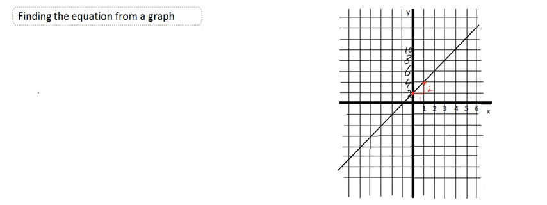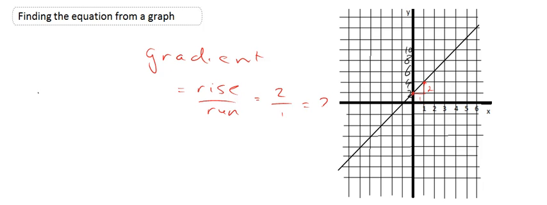So if I'm going to work out my gradient, which is my rise divided by my run, then I'm going to do 2 divided by 1. 2 divided by 1 is 2. I also need to know what my y-intercept is. Now I can clearly see my y-intercept is 2, but it doesn't have to be that clear.